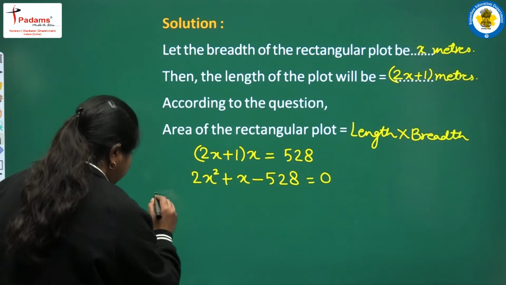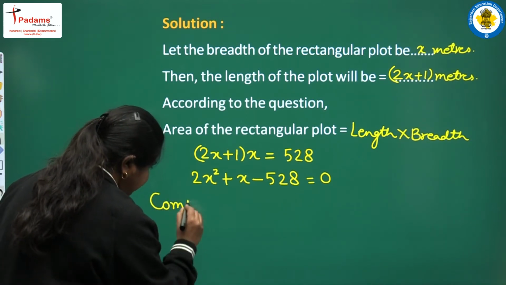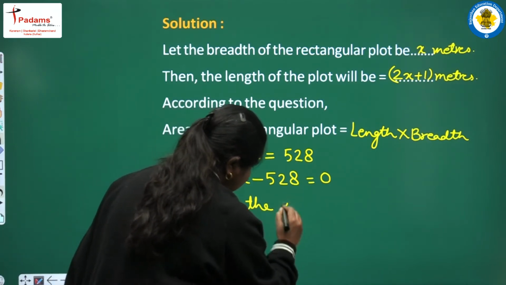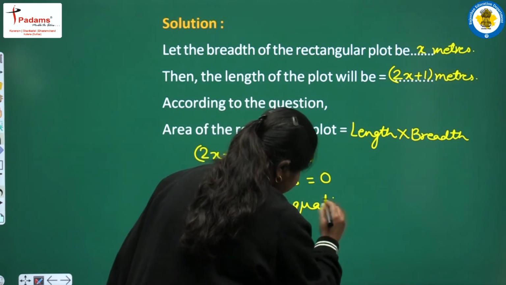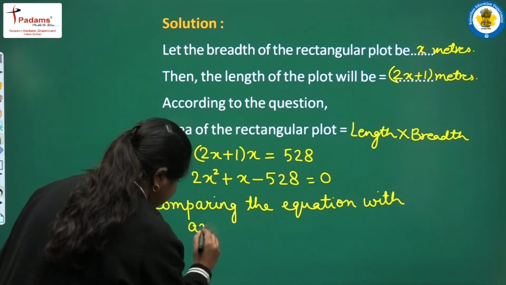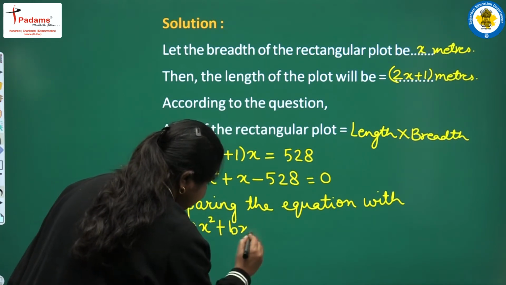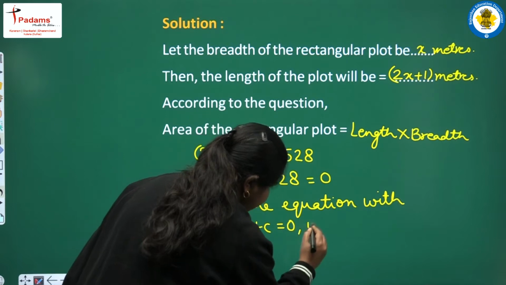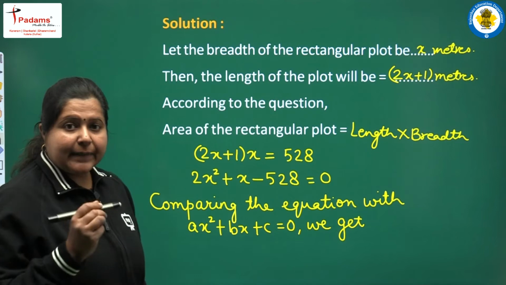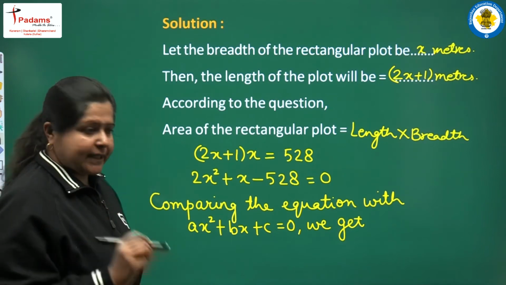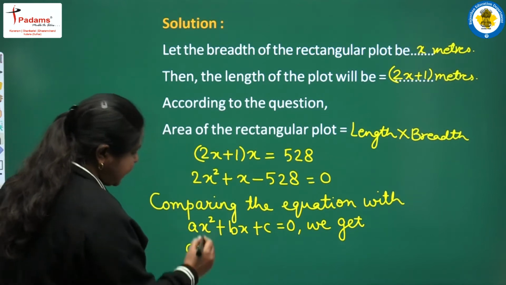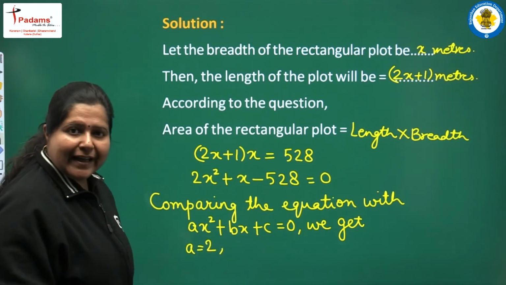For this, first we compare this equation with the general form, comparing the equation with ax square plus bx plus c equal to 0, we get the values of a, b and c by comparing these two equations. So see, what is a? The coefficient of x square, and here it is equal to 2. So the value of a is 2.